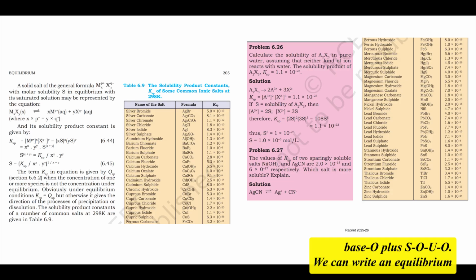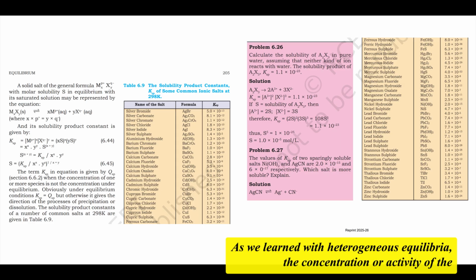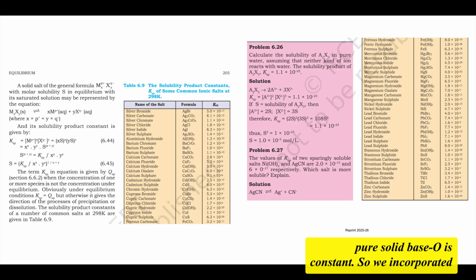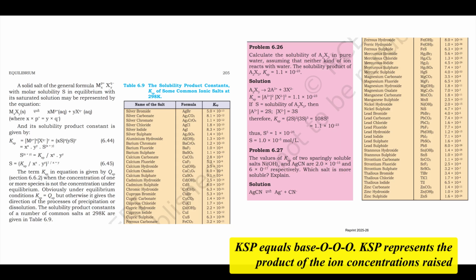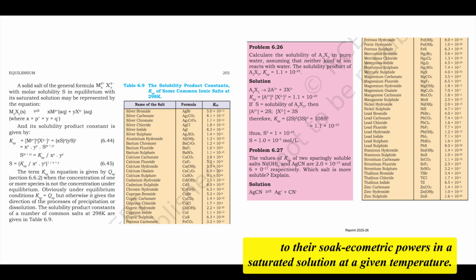We can write an equilibrium constant expression for this. K equals [Ba2+][SO4 2-] over [BaSO4]. As we learned with heterogeneous equilibria, the concentration or activity of the pure solid BaSO4 is constant. So we incorporate it into the equilibrium constant to define a new constant called the solubility product constant, Ksp. Ksp equals [Ba2+][SO4 2-]. Ksp represents the product of the ion concentrations raised to their stoichiometric powers in a saturated solution at a given temperature.